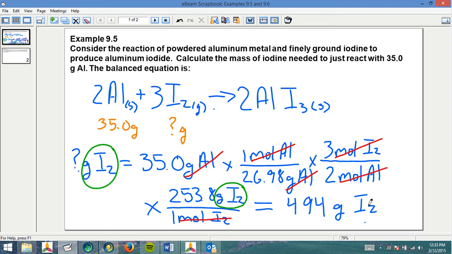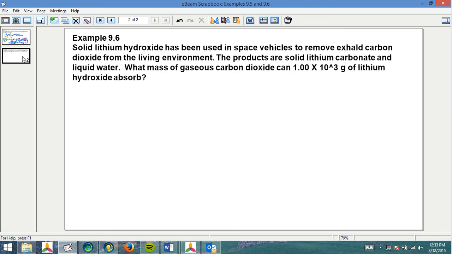All right, let's go on to the next one. It says, example 9.6, solid lithium hydroxide. What would be the formula for lithium hydroxide? LiOH. LiOH has been used in space vehicles to remove, well, that's an interesting word, exhaled carbon dioxide. I guess we will continue this later.